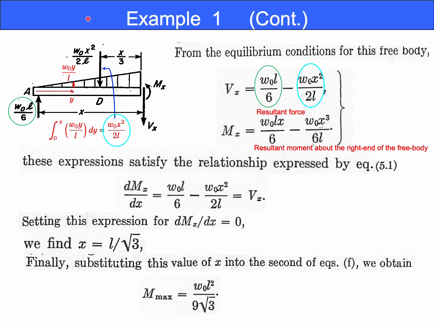For the distributed load, let's consider an arbitrary point y between 0 and x to calculate the moment. The distributed load at y is W0 y over L. Therefore, the total load is obtained by integrating this with respect to y from 0 to x. And this is the total loading here.